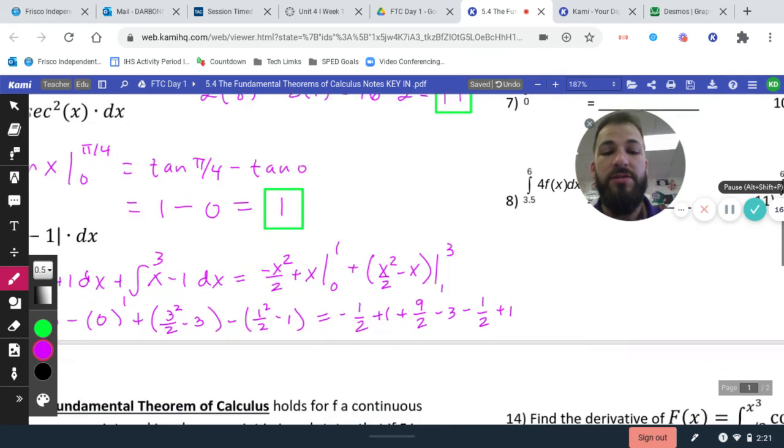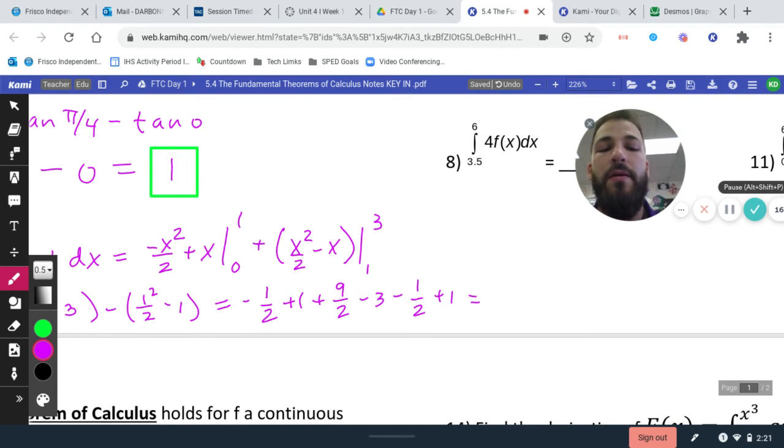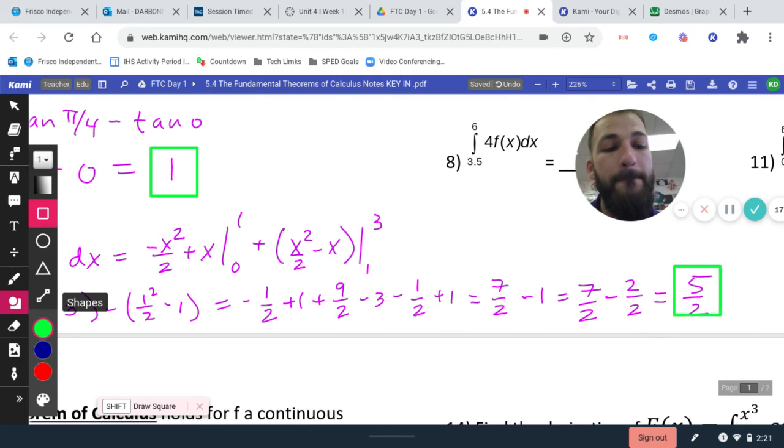Okay, so from here, negative 1/2, negative 1/2, 9/2, that becomes 7/2. 1, 1 minus 3, that becomes just minus 1, which minus 1 is negative 2 over 2. So 7/2 minus 2/2 would just equal 5/2. And that is your answer.